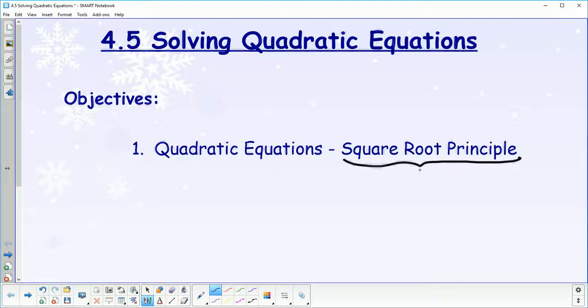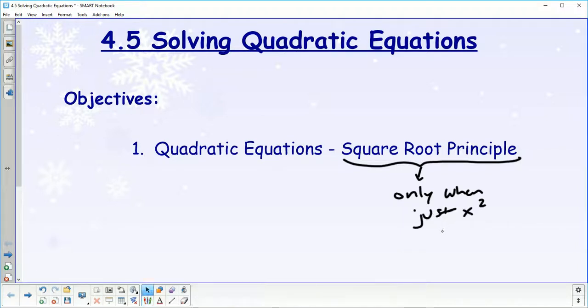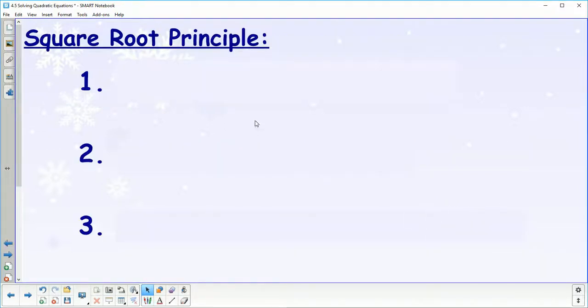Okay, now one limitation to this I'm going to say right now is we can only do this when we have just an x squared term. So we can't do this when there's an x squared and an x. We can only do it when there is an x squared term. Okay, so steps to do the square root property.